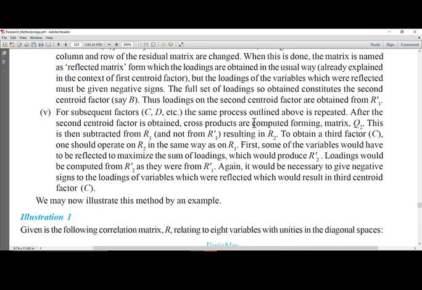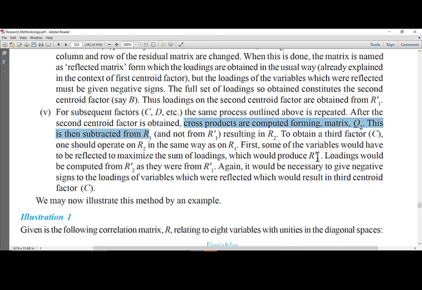After the second centroid factor is obtained, cross products are computed, forming matrix Q2. This is then subtracted from R1, not from R1 dash, resulting in R2. To obtain a third factor C, one should operate on R2 in the same way as on R1. First, the sum of the variables would have to be reflected. Reflected means those minus signs converted to plus signs to maximize the sum of loadings, which would produce R2 dash.